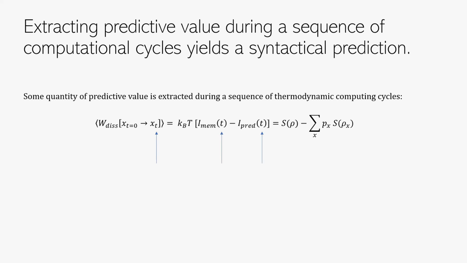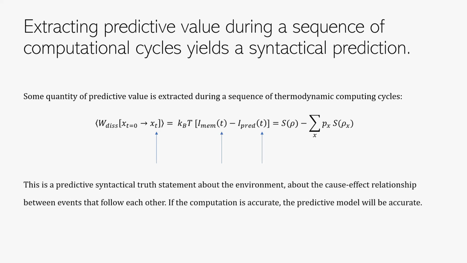And time in this case is the duration of several computational cycles, corresponding to a series of percepts and a series of events that are happening in the local environment. So now we're predicting a syntactical truth statement about the environment. We're building a cognitive model of cause and effect. That is, we're making a prediction about the likely cause-effect relationship between events that are observed to follow each other in reality. And if the computation is accurate, the predictive model will be accurate as well.